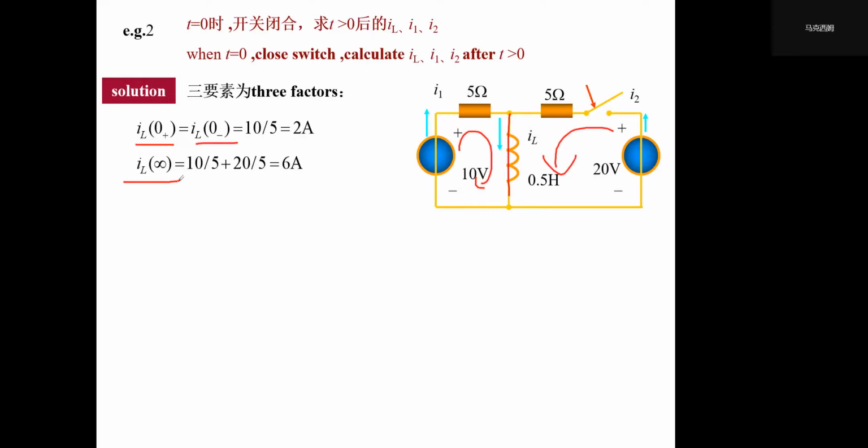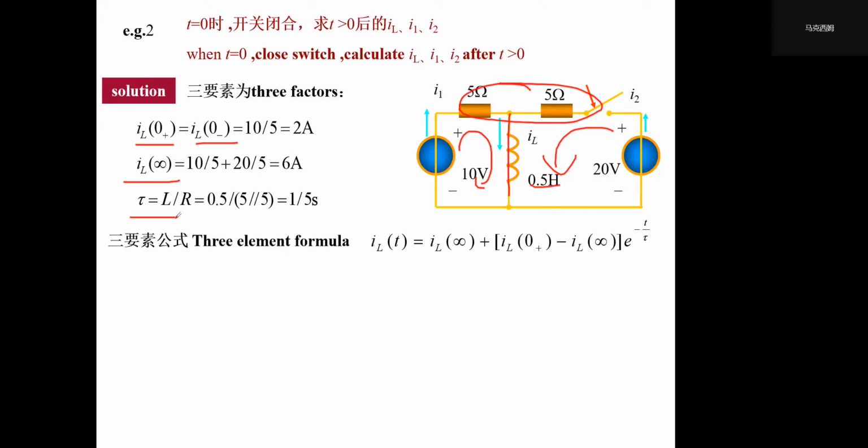Now let's see the time constant tau. It is L over R, with 0.5 henry, and those two resistors are connected in parallel. So we can calculate the tau. We just put them in. Okay, then we have IL. Then it's very simple to calculate the other two.